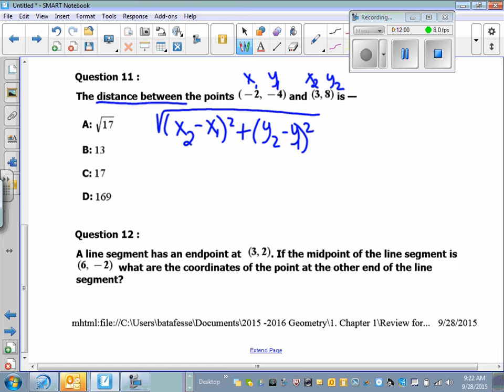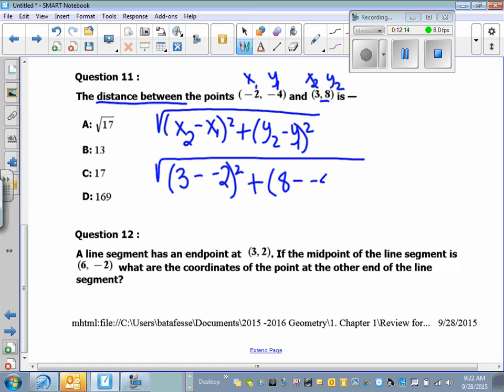And when you're subtracting, you are going to subtract x2 minus x1. So in this case, x2 is labeled as 3 minus negative 2 squared plus y2 is 8 minus negative 4 squared. If you have the graphing calculator, you can put this equation just like this. Make sure you use the first parenthesis, second, close it. Make sure you put minus negative, because this is minus and this is negative, and you get the answer. If not, then just do the steps together.